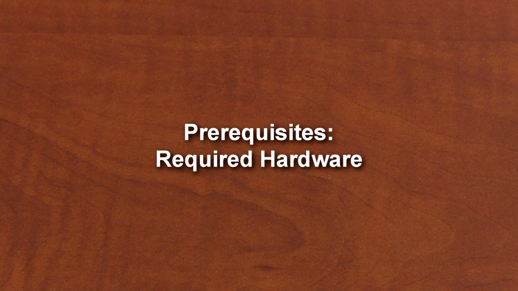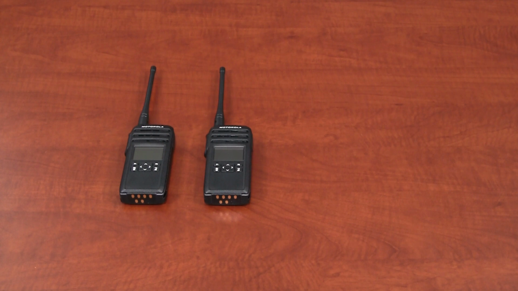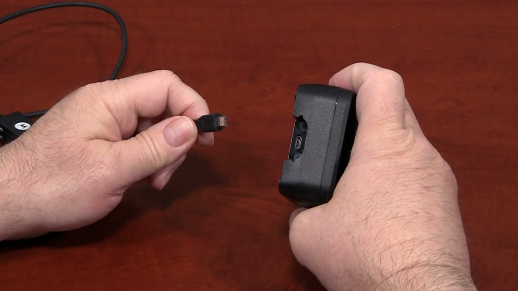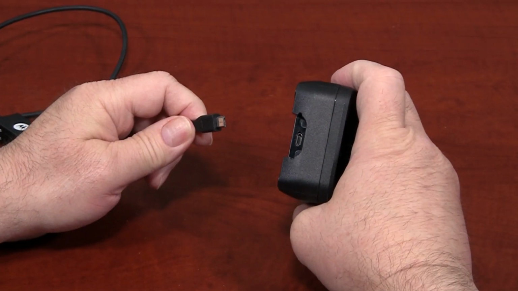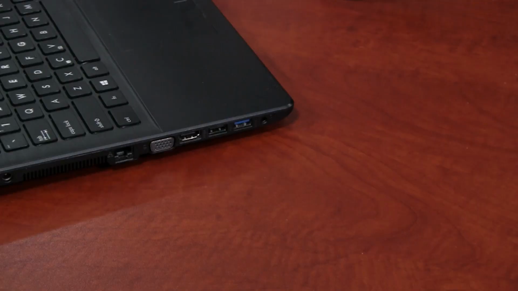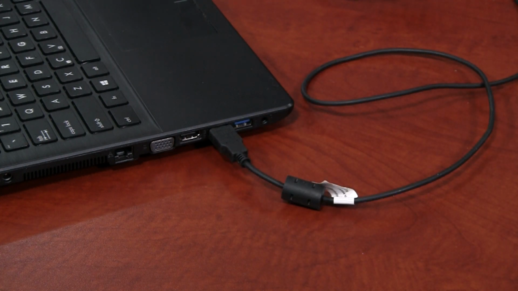First, let's talk about prerequisites, what you're going to need in order to program your DTR600 or 700 radios from the PC. First, obviously, you're going to need one or preferably more DTR600 or 700 radios. But you're also going to need a Motorola programming cable. The programming cable has a micro USB connector on one end that plugs into the charger base for the radios, then a USB port or USB plug on the other end that connects to your PC or laptop.